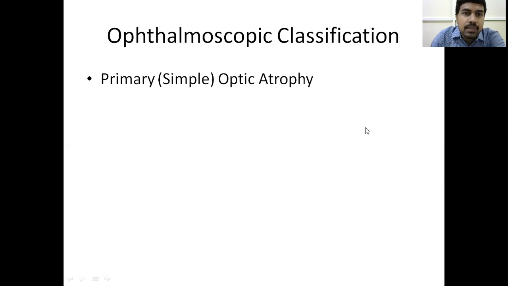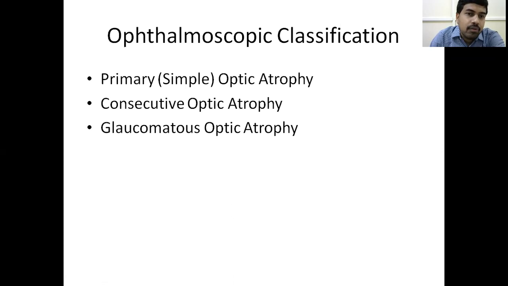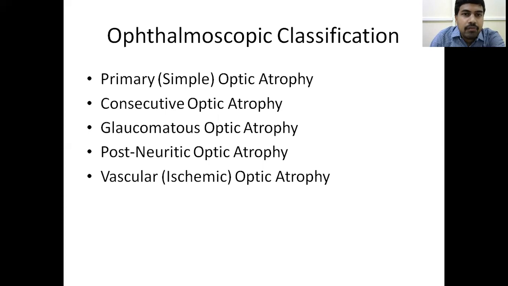So it could be primary or simple optic atrophy, consecutive optic atrophy, glaucomatous optic atrophy, post-neuritic optic atrophy, or vascular or ischemic optic atrophy. Primary or simple optic atrophy means when there is no cause. So no cause can be pointed out, then it is called primary optic atrophy. Consecutive optic atrophy means secondary to some retinal disorders, like retinitis pigmentosa or any other inflammatory degenerations of the retina. Similarly, glaucomatous optic atrophy, you all must be thorough by now. It is due to glaucoma, the end stage of glaucoma. Post-neuritic optic atrophy is due to optic neuritis, neuroretinitis, or retrobulbar neuritis.